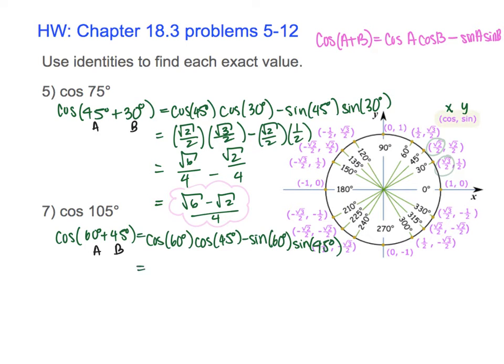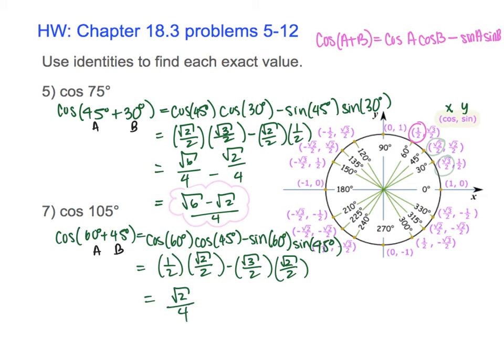So now, when I'm looking at this, cosine of 60 is going to be here. So that's going to be 1/2 times cosine of 45, which is the square root of 2 over 2, minus sine of 60, which is square root of 3 over 2, and sine of 45 is the square root of 2 over 2. And so if you multiply this out, it looks like you have the square root of 2 over 4 minus the square root of 6 over 4.